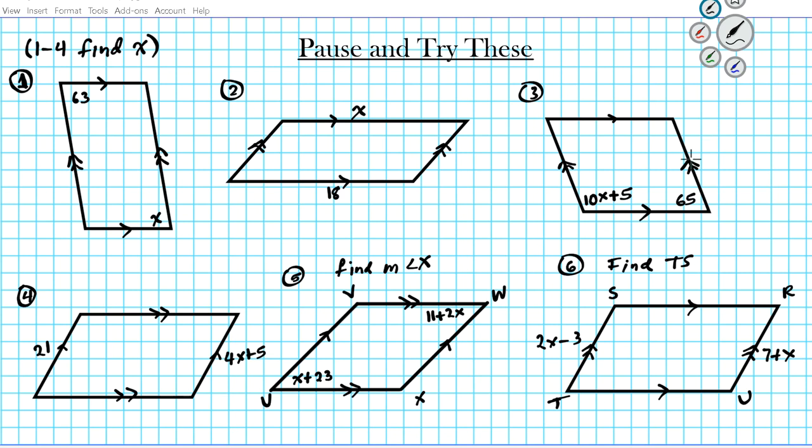Welcome back. So hopefully you had a chance to try these practice problems. Let's take a look at the answers. Question number 1, x is 63 degrees. Number 2, x is 18 units long. For number 3, x is 11. For number 4, x is 4. For number 5, the measure of angle x is 145 degrees. And then for side TS, TS is equal to 17 units.